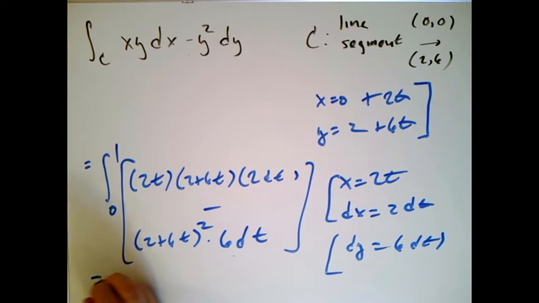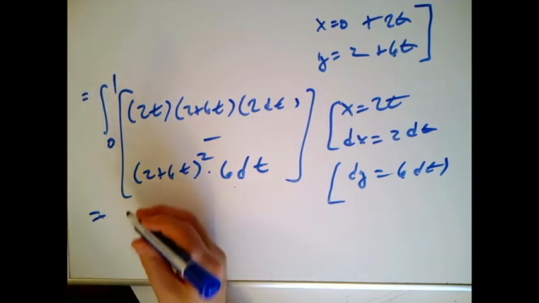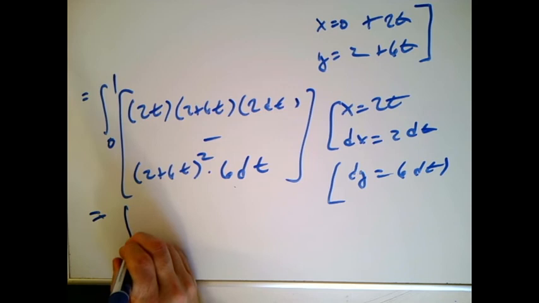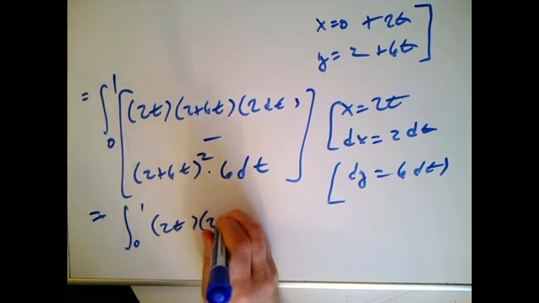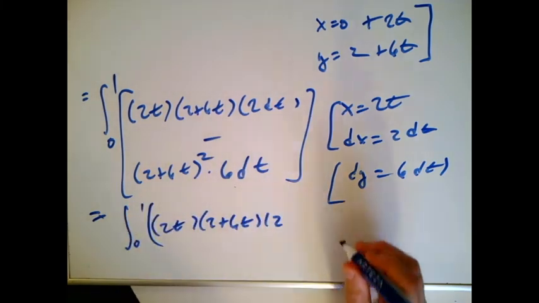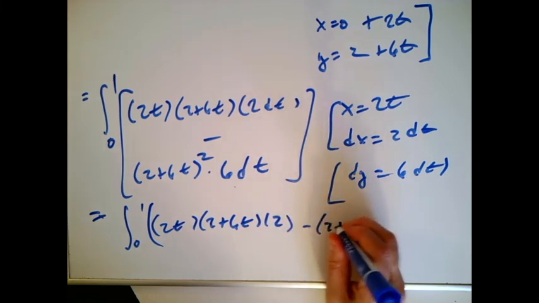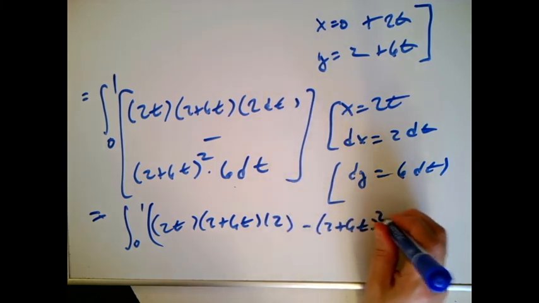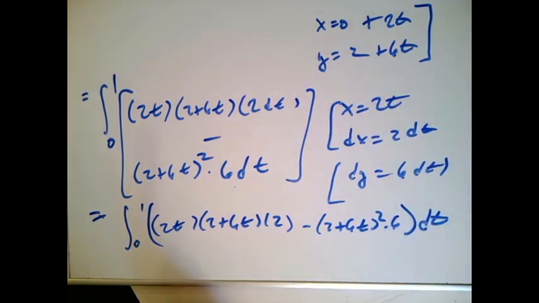And let me just write it out a little bit so that it looks a little bit cleaner. And we'll leave it at that. So I'm going to go from 0 to 1. I'm going to write down 2t. I'm going to write down 2 plus 6t. I can write down 2. I'll just bring out a dt at the very end. And then minus (2 plus 6t) quantity squared times 6 dt. And we get a nice easy Calc 1 integral.